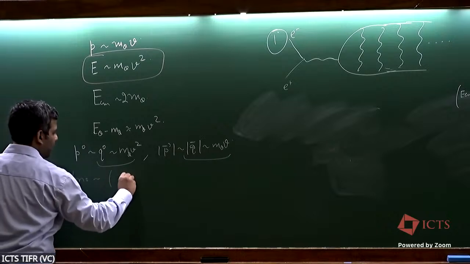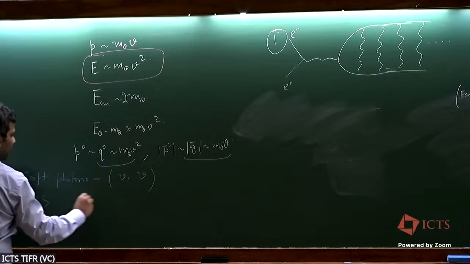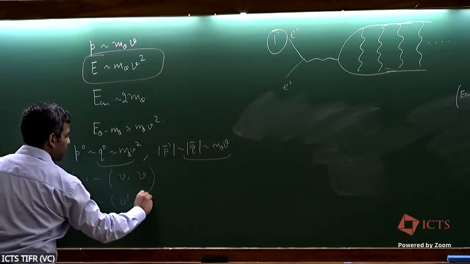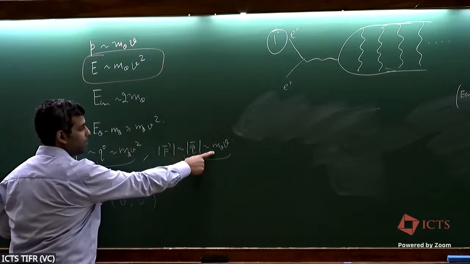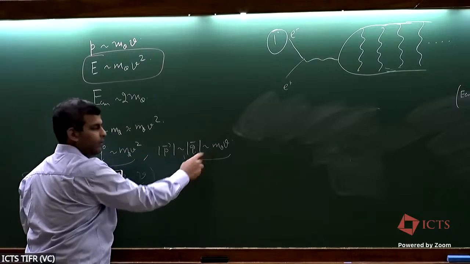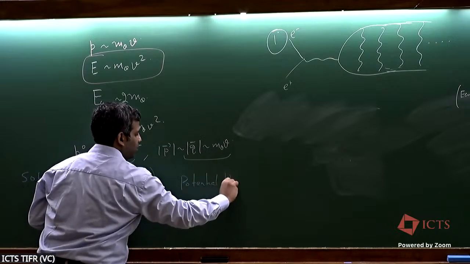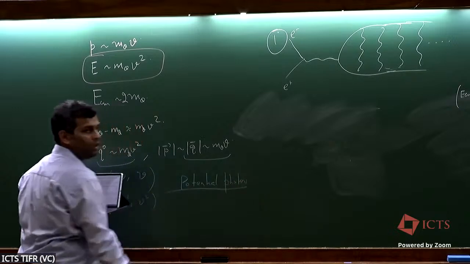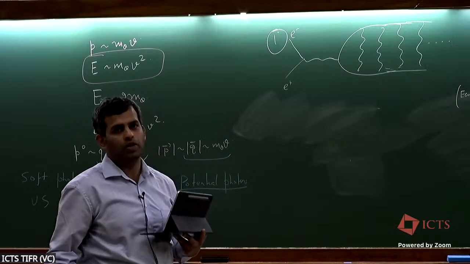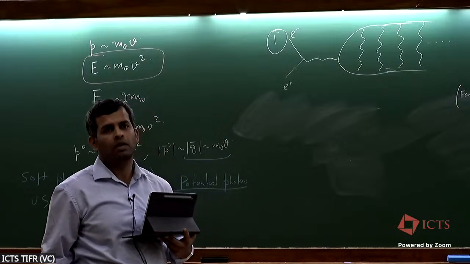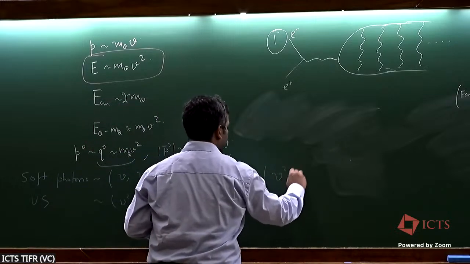Soft photons basically means scaling with energy and momentum scaling with V. Ultra soft means scaling with V square. But here you see the energy scales with V square, but the momentum scales with V. So this is something called potential photons, because the photon is not on shell here. The potential photons are not on shells. So the scalings are really V square and V.